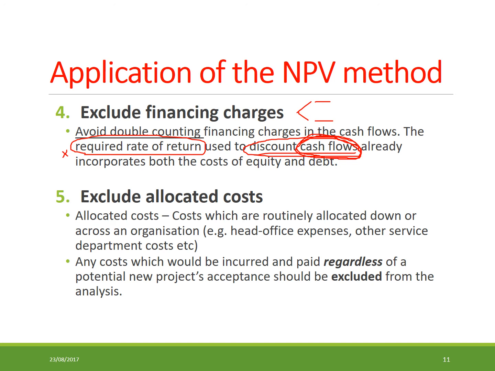Allocated costs. So this is quite similar to sunk costs in the sense that it's going to be an expense regardless of whether we choose to invest in a certain project, right? So allocated costs are things like head office expenses, service department costs, so on and so forth, right? So the main point here of the free cash flow analysis is that we want to take into account cash flows that are specific to the project, right? So cash flows that are generated because of the project itself, yeah?